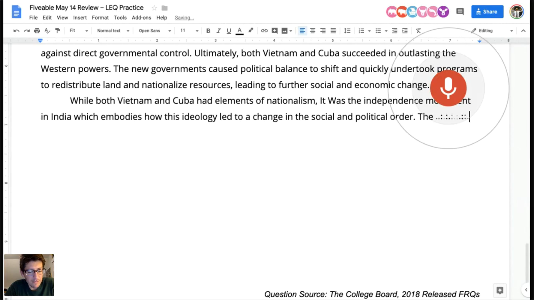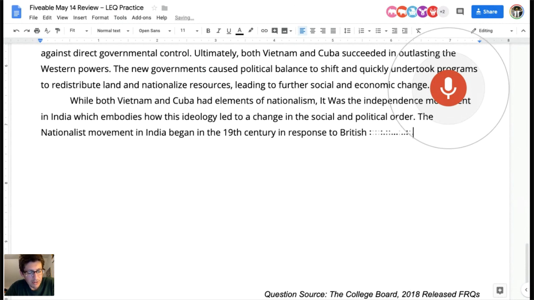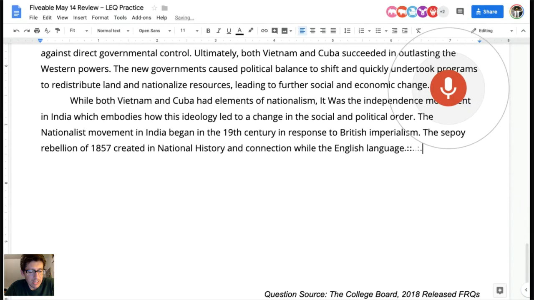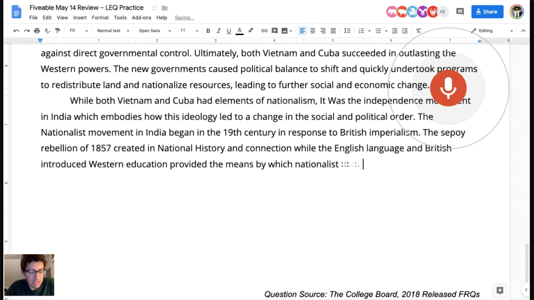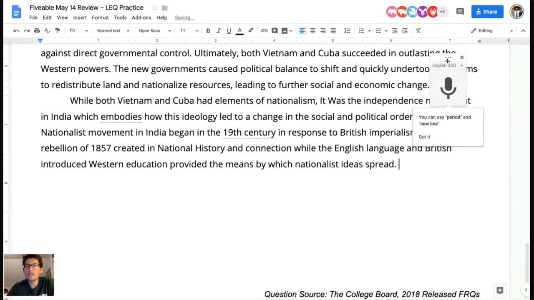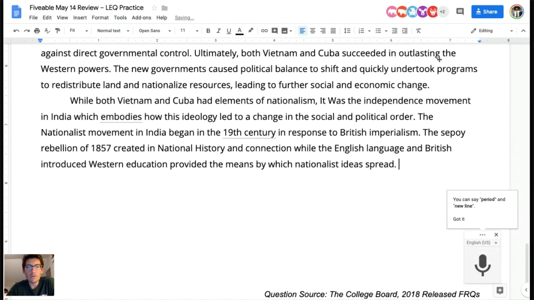The nationalist movement in India began in the 19th century in response to British imperialism. The Sepoy Rebellion of 1857 created a national history and connection, while the English language and British introduced Western education, provided the means by which nationalist ideas spread. Oh, this is way faster. Y'all should have told me to do this a minute ago.